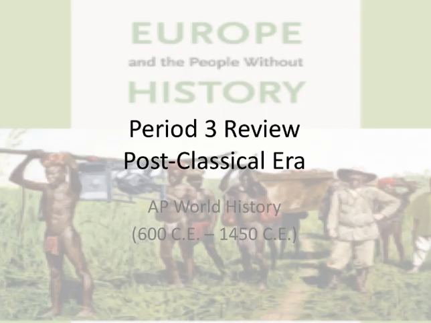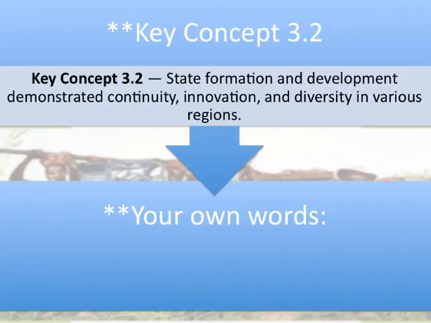Today we are going to continue our discussion of the College Board's Period 3, the post-classical era, which covers the years 600 CE to 1450 CE. So we're going to go ahead and kick it off with key concept 3.2, which says state formation and development demonstrated continuity, innovation, and diversity in various regions.